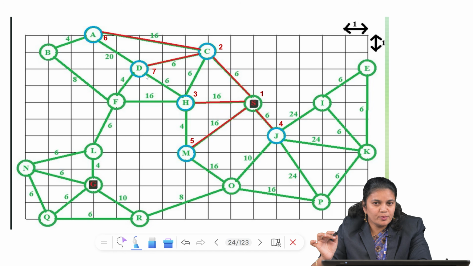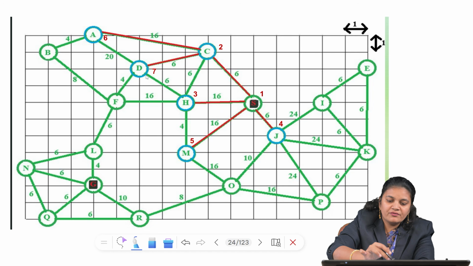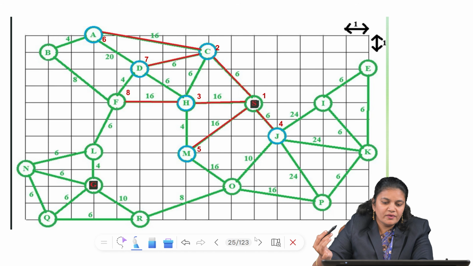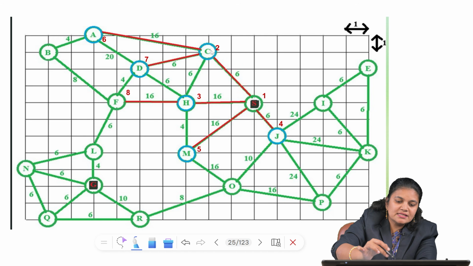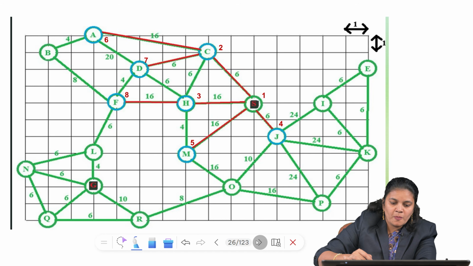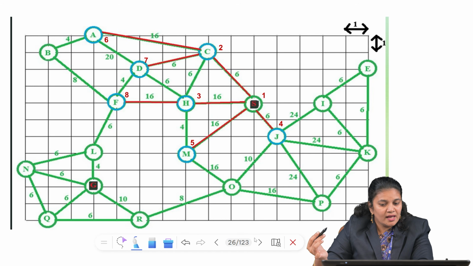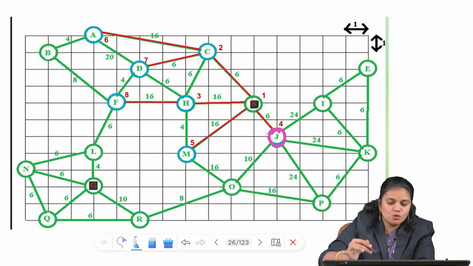Now, which node has to be explored next? We can find that H will be explored next. So when H is being explored, C and D are already in the visited list, S is in the visited list, M is in the visited list. The only node that we can explore is F. So F is being explored. Next, the node J has to be explored.